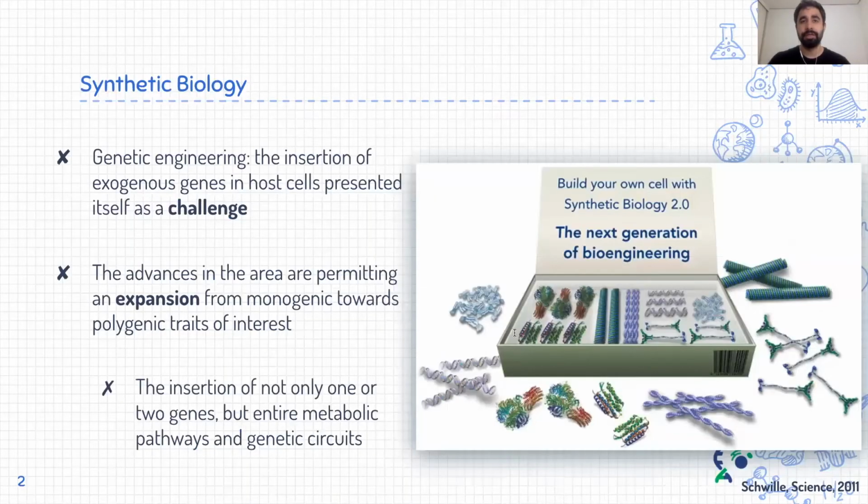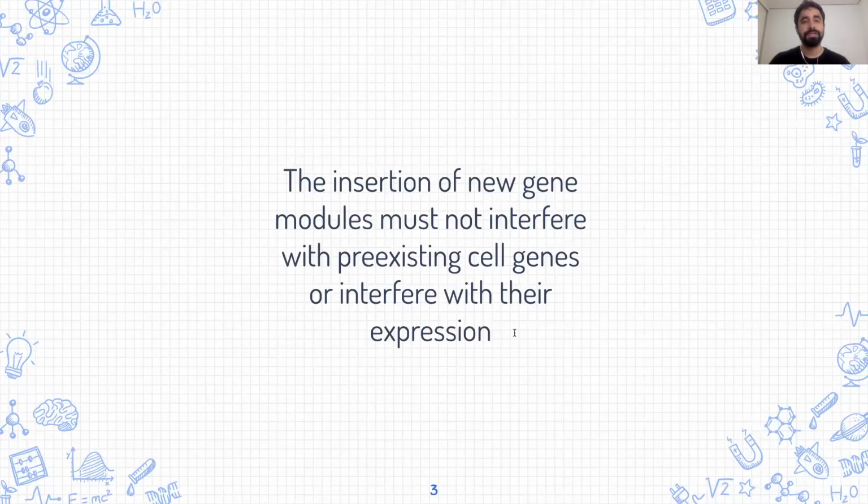Since the beginning of genetic engineering, the insertion of exogenous genes into host cells has presented itself as an important challenge. With time and the advent of synthetic biology, the challenge became even greater with the expansion of monogenic to polygenic traits of interest and the need to insert metabolic pathways and entire genetic circuits. The insertion of new gene models must not interfere with existing cell genes or their expression. In other words, the insertion space is constrained and should be carefully selected. Such regions are classified as Genomic Safe Harbors, GSHs.